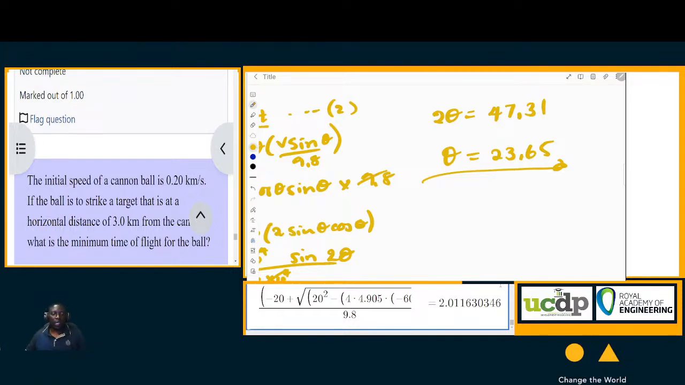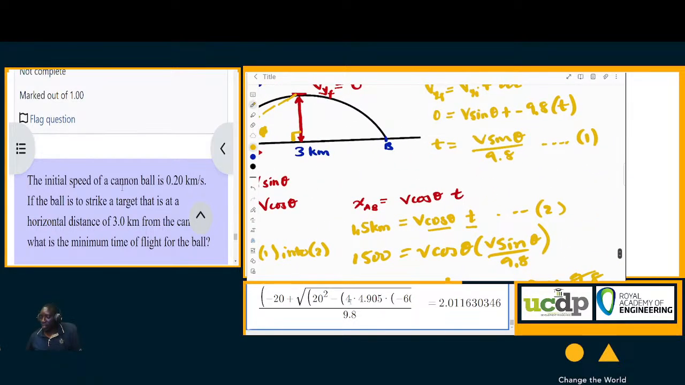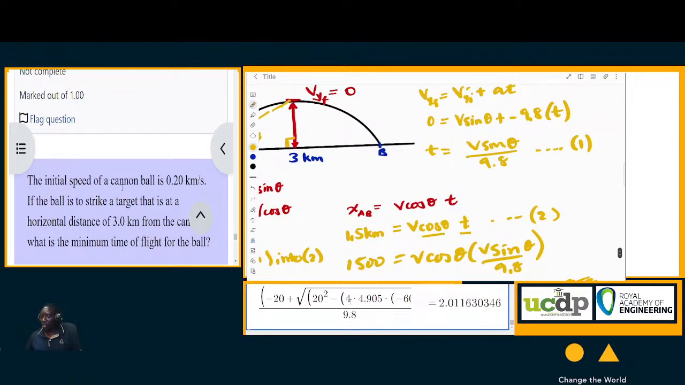So that's the angle. So it means for your time of flight, then it would mean substituting theta there to find t, but remember this t applies for half the time of flight.